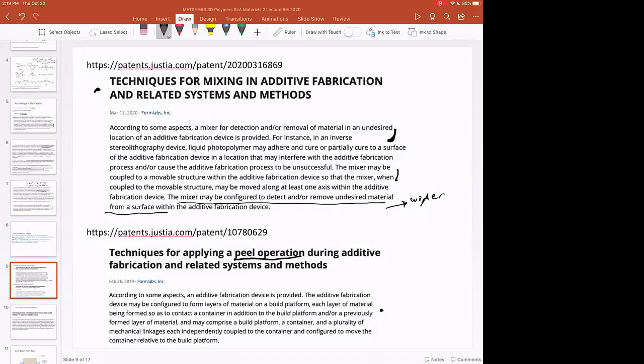And so they say we need to configure this to move the container relative to the build platform. So this is slide. And peel. And you can see both of these operations in the YouTube videos of the Formlabs printers and other printers. And so the question is, how do you defend these patents?